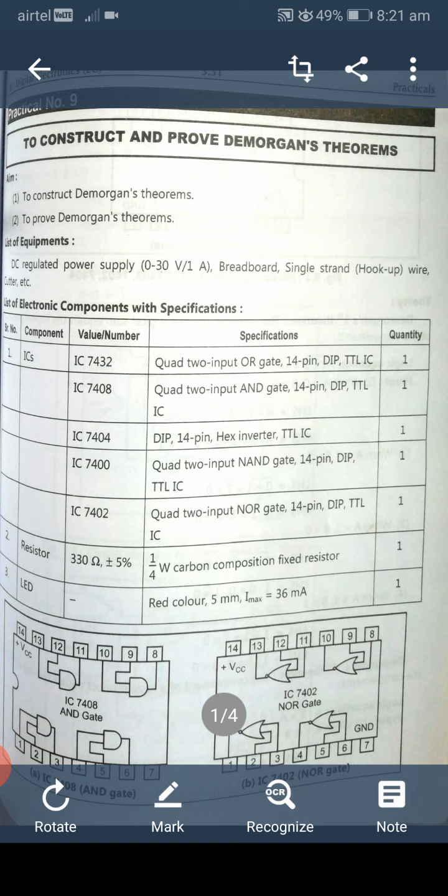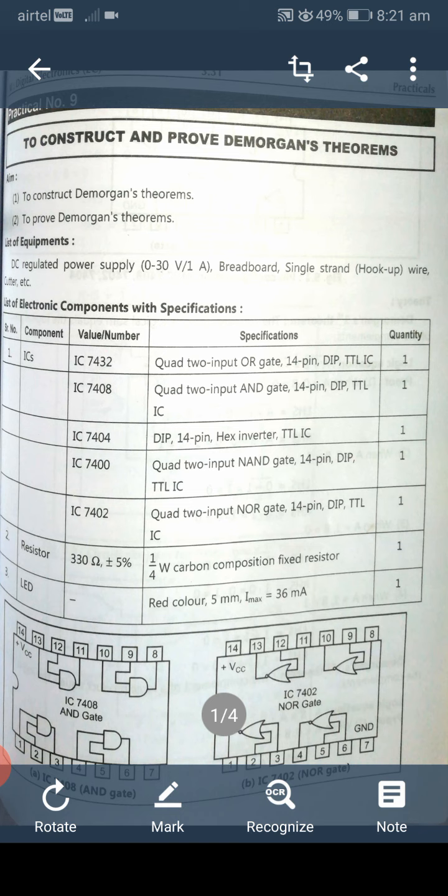The pin configuration of IC 7408, meaning the IC 7408 AND gate IC. This IC consists of 4 AND gates. This IC is a 14 pin IC. Pin number 7 is ground. Pin number 14 is the supply pin. Pin number 1, 2 is input. Pin number 3 is output.